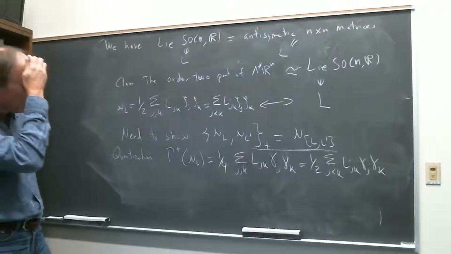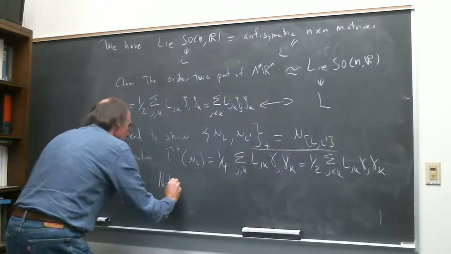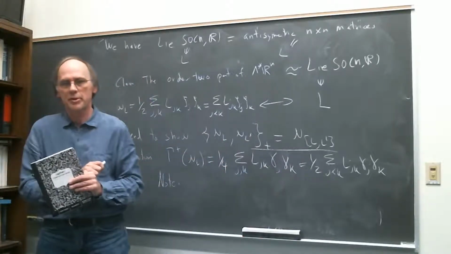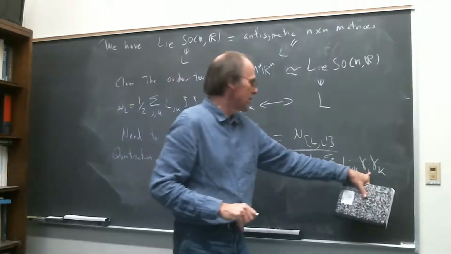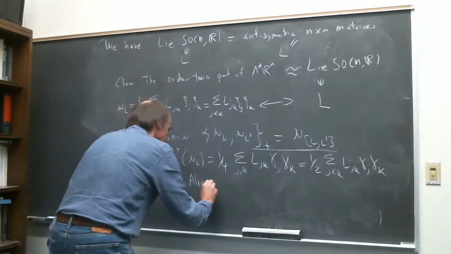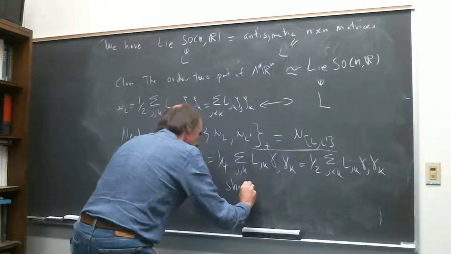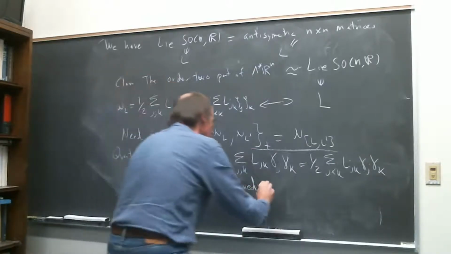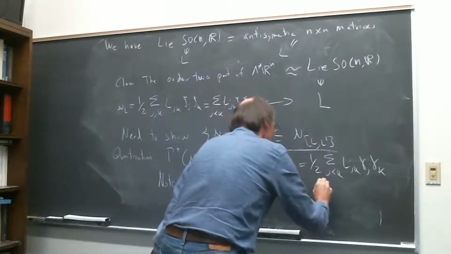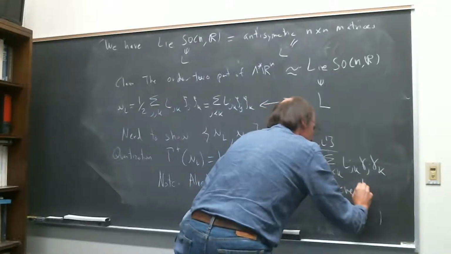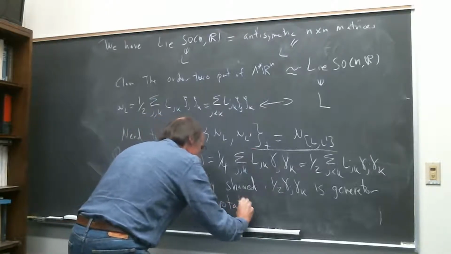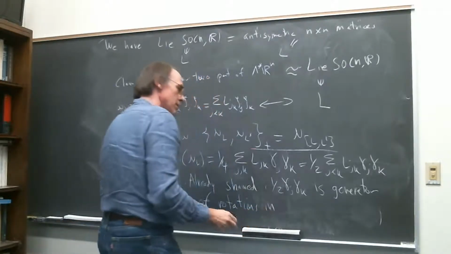And now what you should note is that there's something that I already showed when I started talking to you about Clifford algebras in geometry. I actually showed that these guys, that this guy, that 1/2 gamma j gamma k is the generator of rotations in the JK plane.